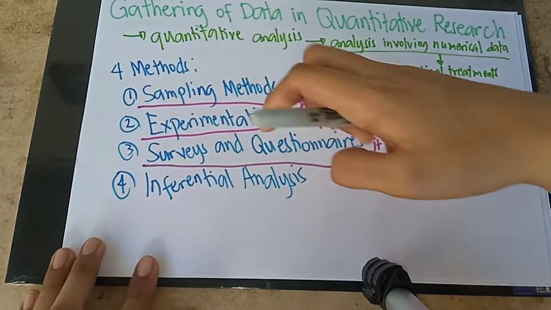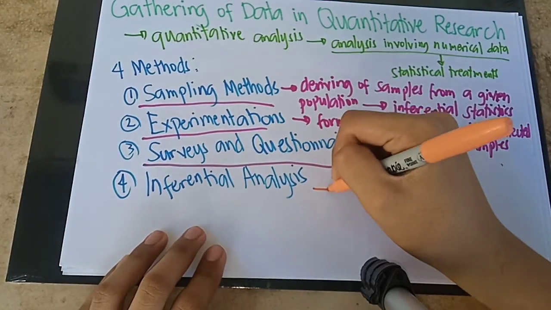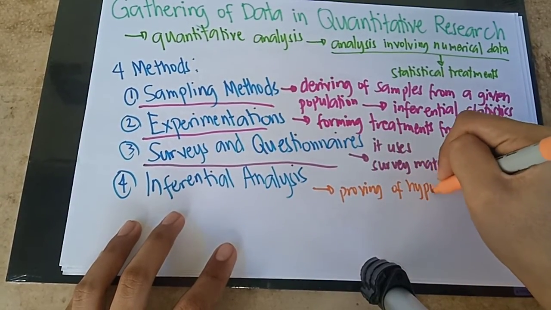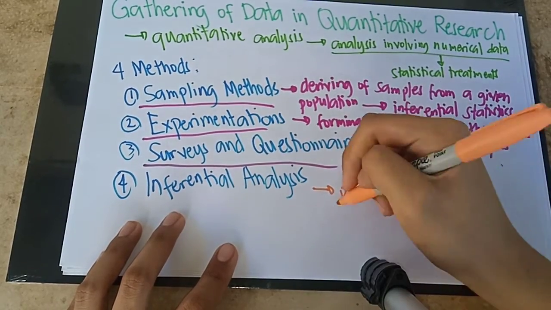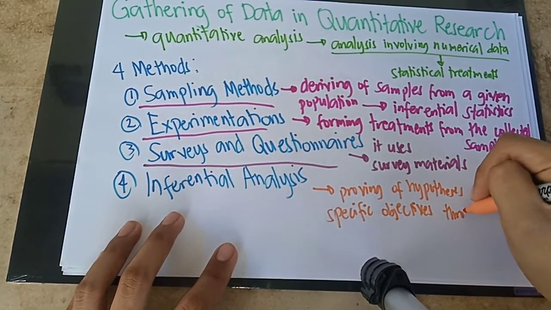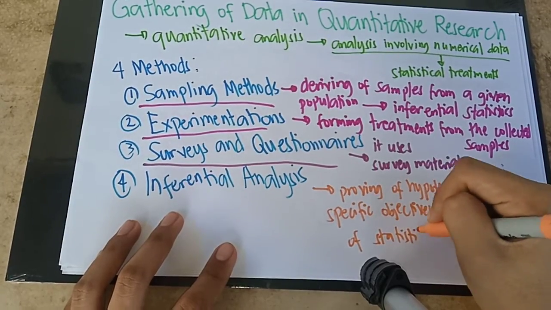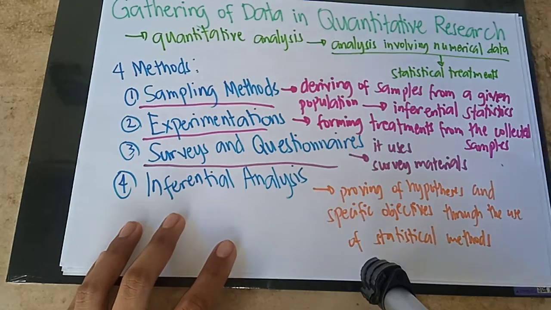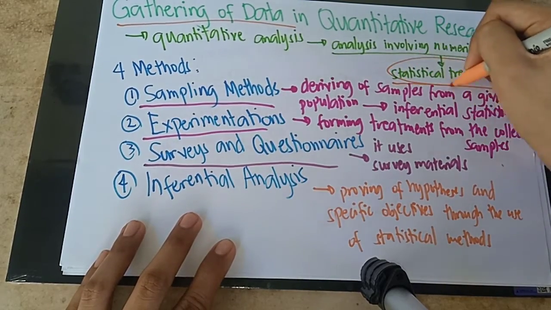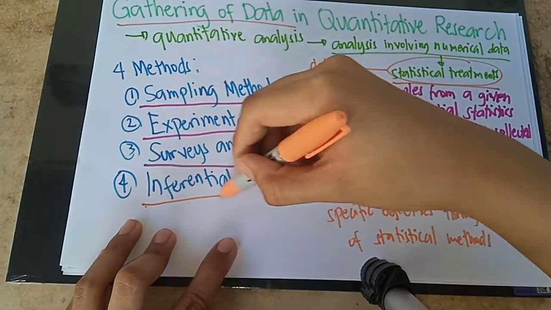We have the inferential analysis. Inferential analysis is very easy to describe. It is actually just the proving of hypothesis and specific objectives through the use of statistical methods. Meaning, in gathering data, the data will be subjected to statistical treatments. However, these statistical treatments will provide another data, and that other data will be derived from the method of inferential analysis.